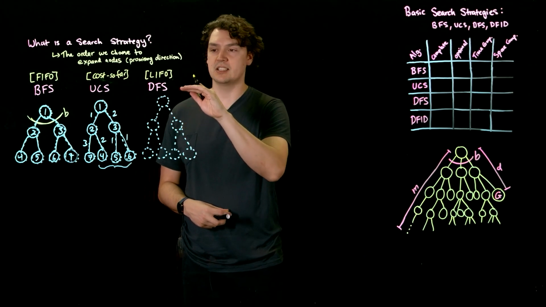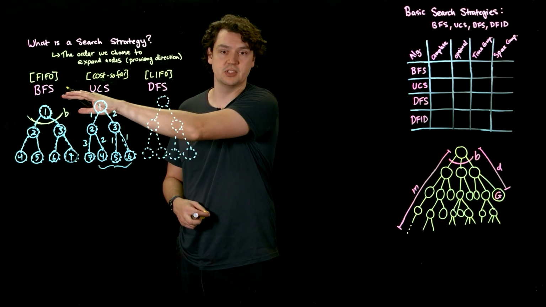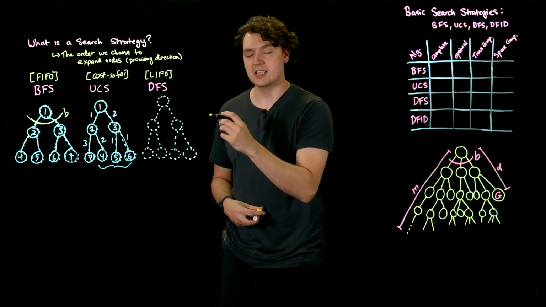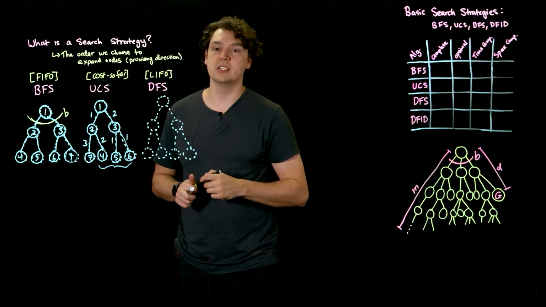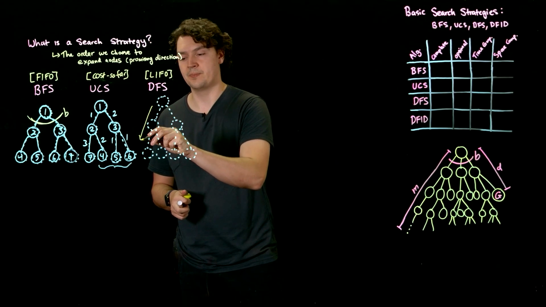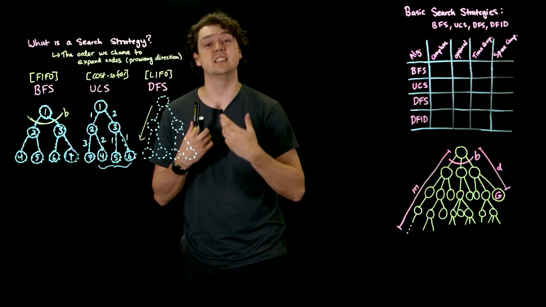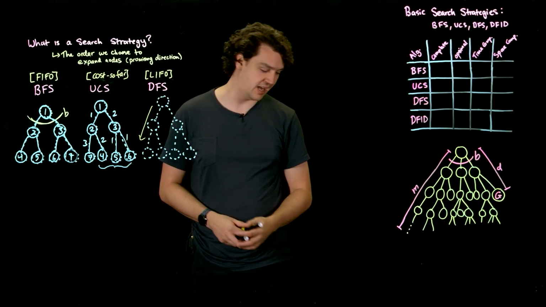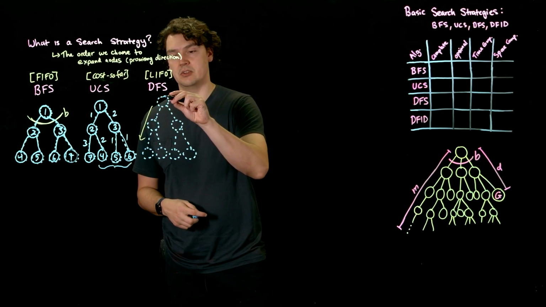Now, DFS has this idea I just wrote down of last in, first out instead of first in, first out. What that means is the very last thing we've added is the first one we expand. This essentially leads us into this downwards behavior. So DFS tries to go all the way down as deep as it can before it backtracks to come back up. So let's have a look at that.